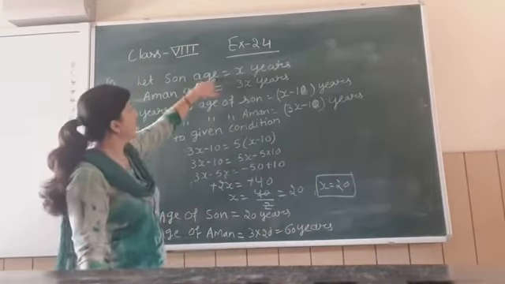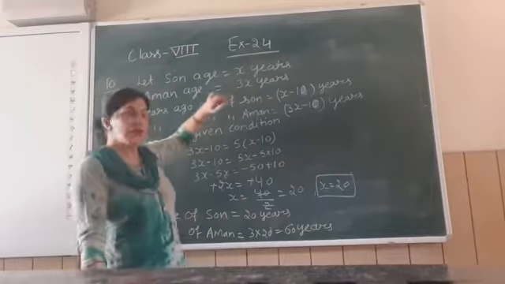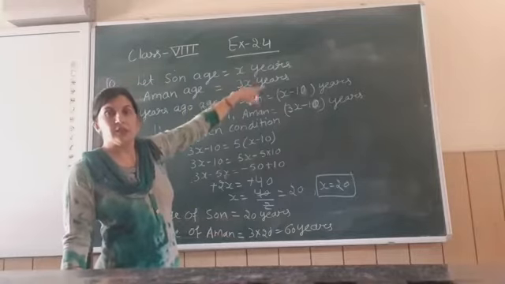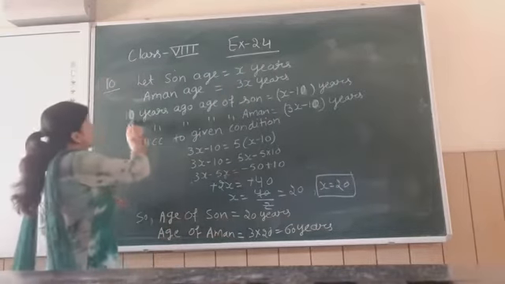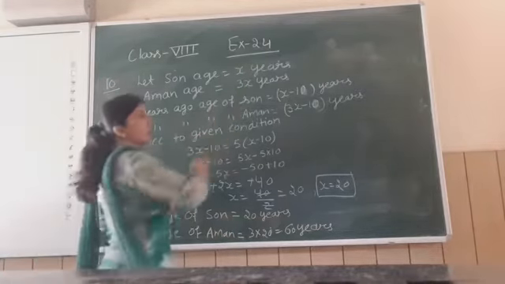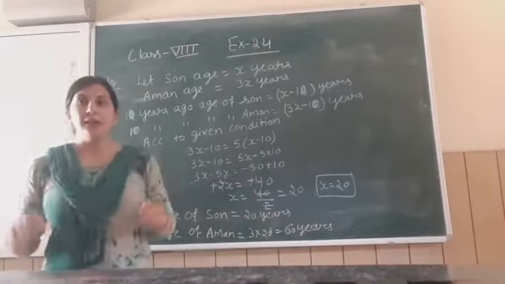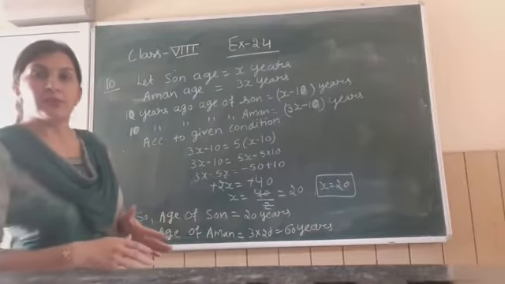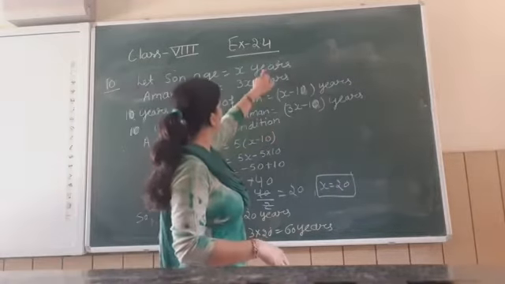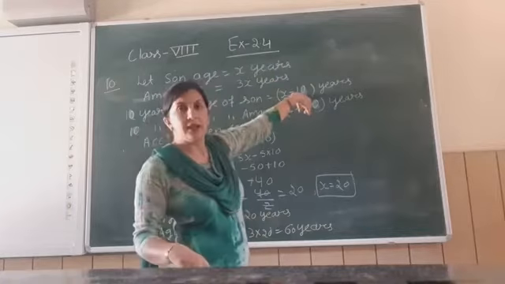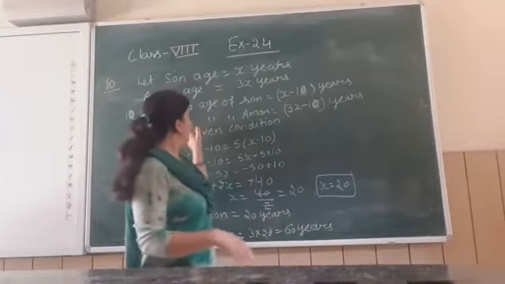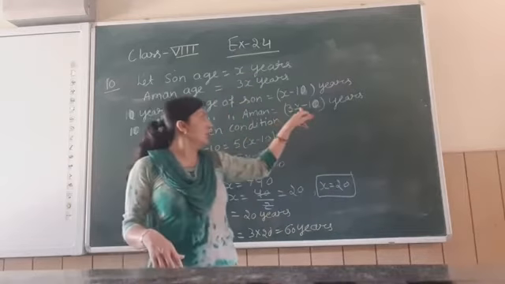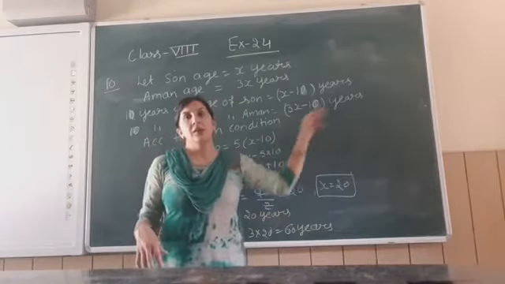Let the son's age be x years. This is their present age. So Aman's age is 3x, meaning 3 times. For the age of the son 10 years ago, remember that 10 years before today we are 10 years less, and for less we do subtraction. So the age of the son will be x minus 10 years. Similarly, if today Aman's age is 3x, then 10 years ago his age was 3x minus 10 years.